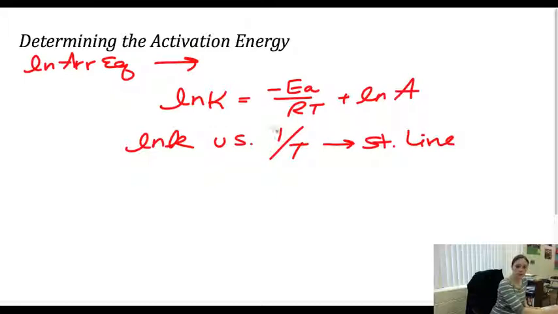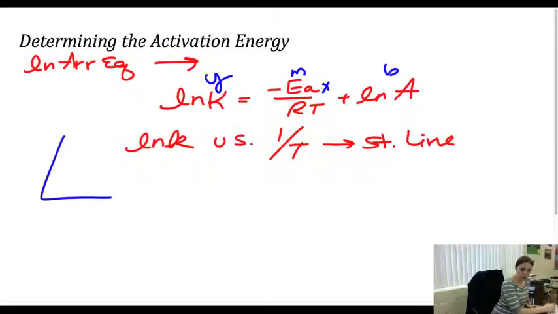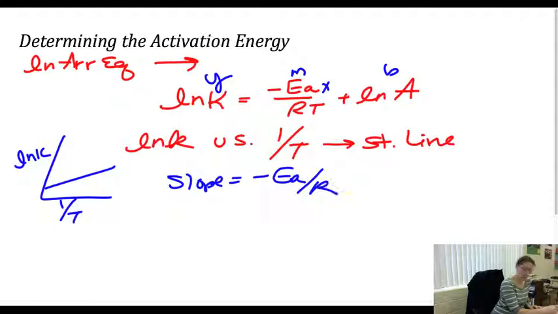Because this is going to be my Y, this is my M, 1 over T is my X, and B is my Y-intercept. So if I graph that, I could look at the slope of that line. I would have natural log of K, and then I would have 1 over T. I'd graph it, and my slope would be equal to negative EA over R. And I could very easily then figure out what my EA would be because R is a constant and I would know the slope of my line.